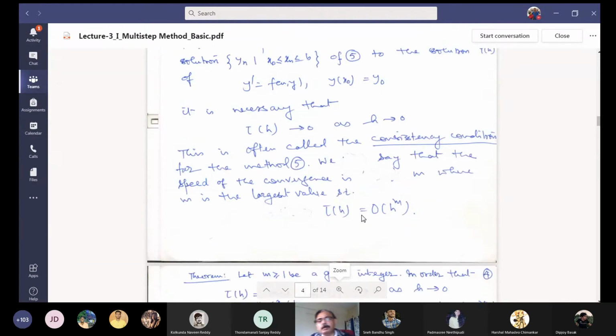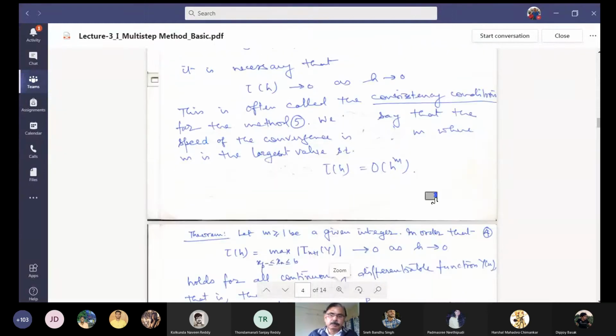And if tau_h is of order h to the power m for the largest value of m, then we say the method is of order m. So there are two things: one is your local truncation error, another is your order of the method. The order of the method is 1 by h times the magnitude of the local truncation error, right?